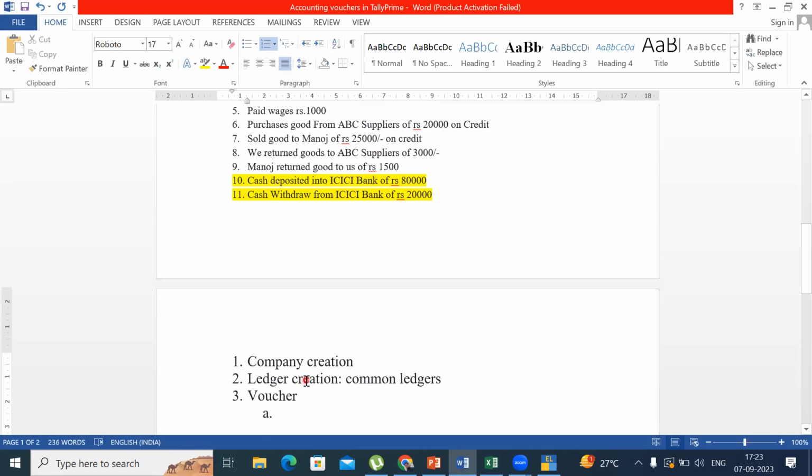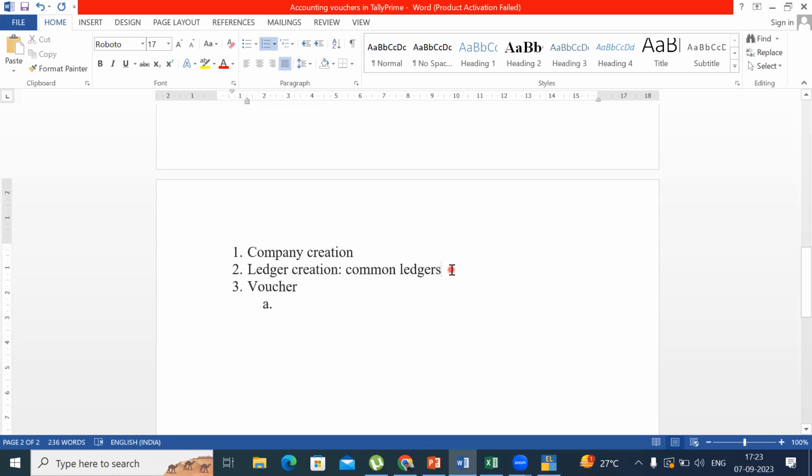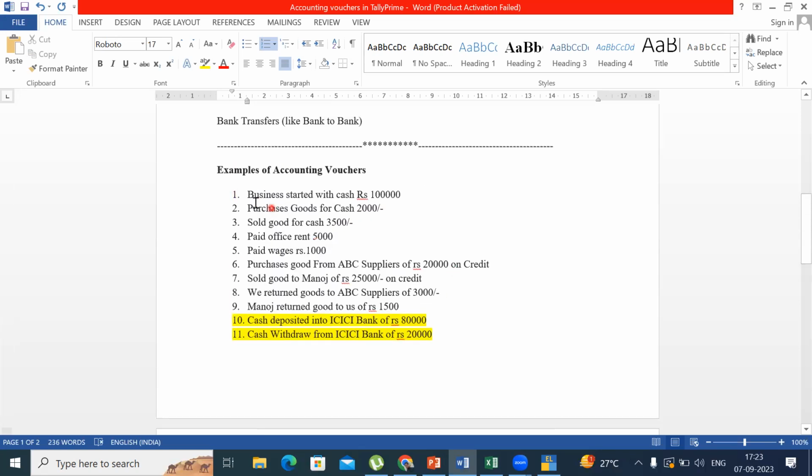So what do common ledgers mean? The supporting ledgers are very important. First of all, you extract the ledgers from every line. Suppose the business started with cash. What was the entry? Cash account debit to capital. The cash ledger is already default in Tally, so there is no need to create that in Tally.